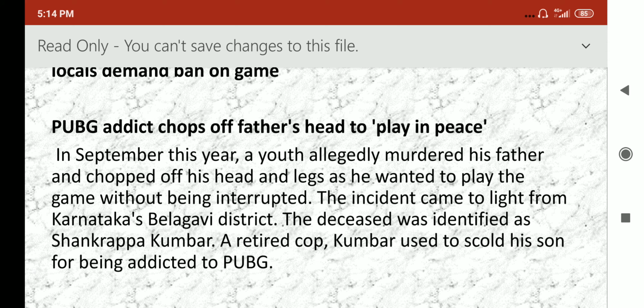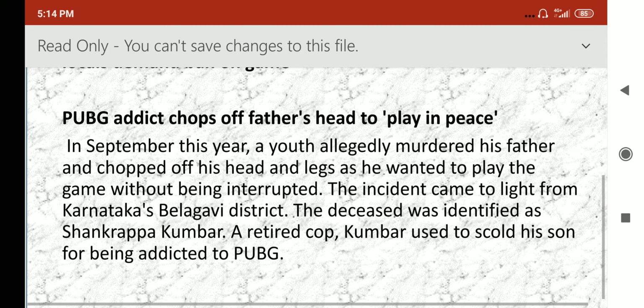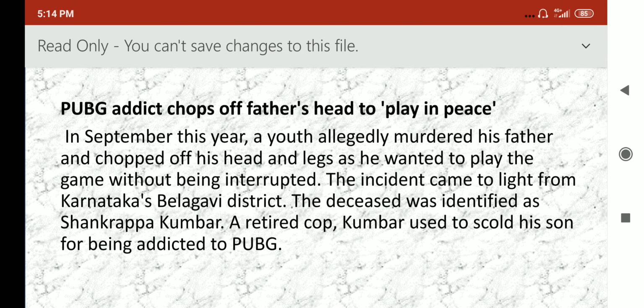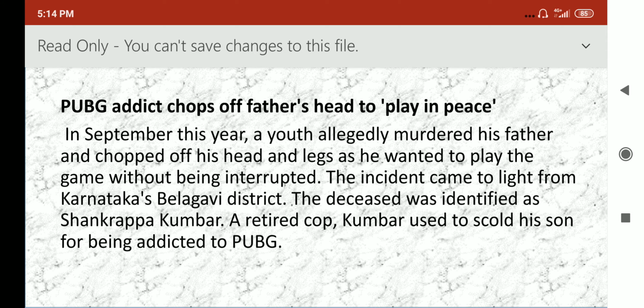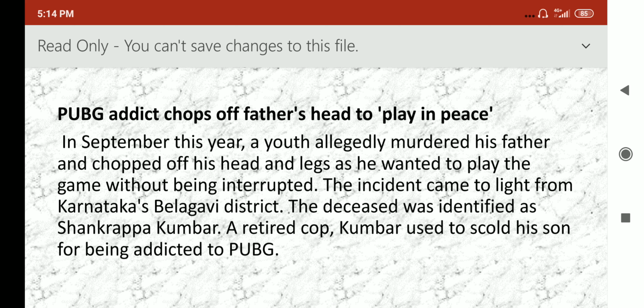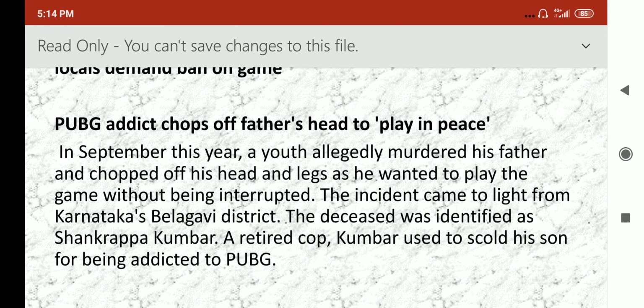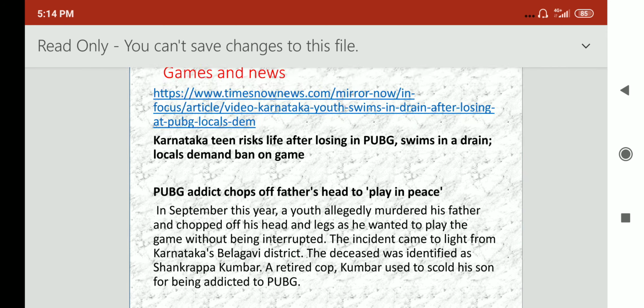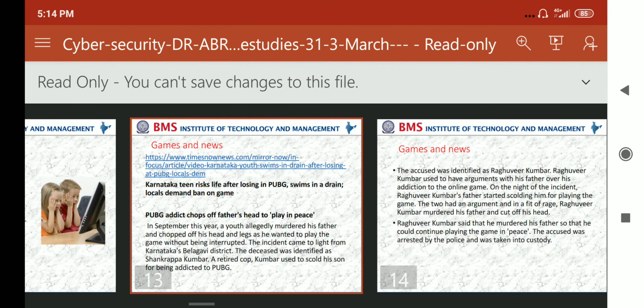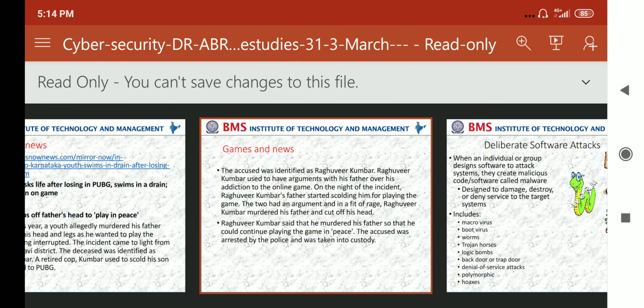In September 2019, a youth allegedly murdered his father and chopped off his head and legs as he wanted to play the game without being interrupted. The incident came to light from Karnataka's Belagavi district. The deceased was identified as Shankarappa Kumar, a retired cop. Kumar used to scold his son for being addicted to the PUBG game. Friends, such problems are really heart paining on a bigger note.